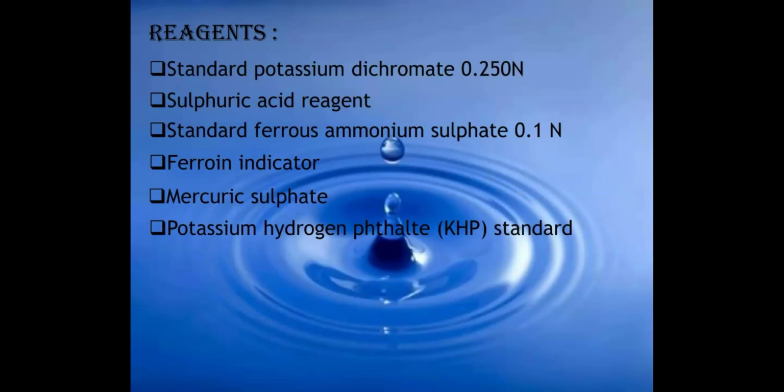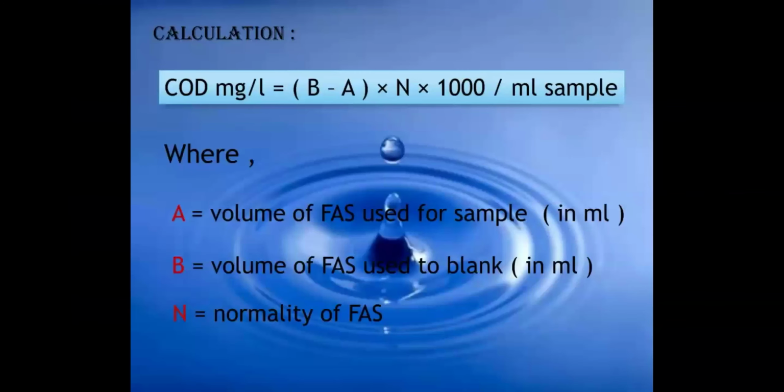Right. This one, and no need for this one. COD, this is the formula. The COD means B minus A, where the flask is the funnel flask. B minus A into N into 1000. Right. Don't need this one.